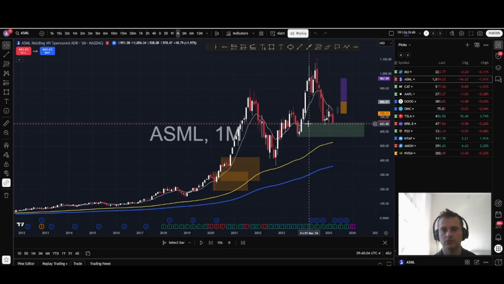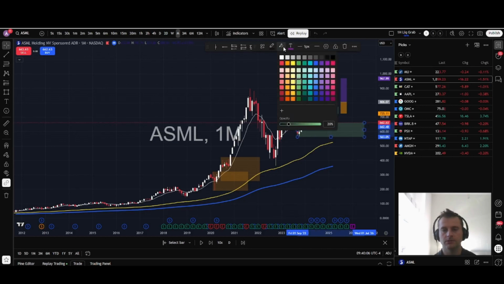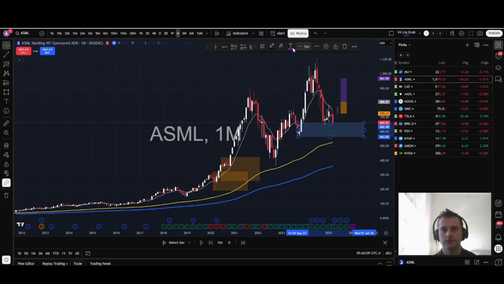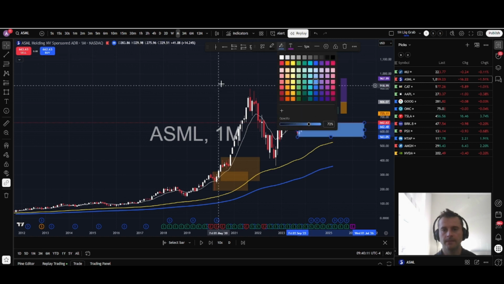Let's change it to blue so it becomes a little more visible, and change the transparency. There we go.